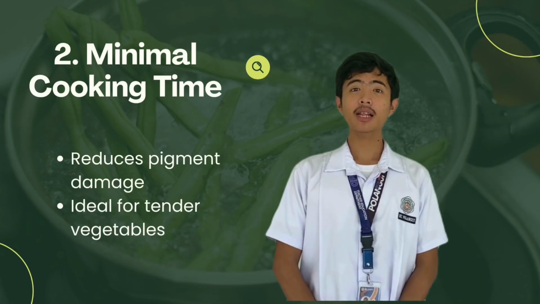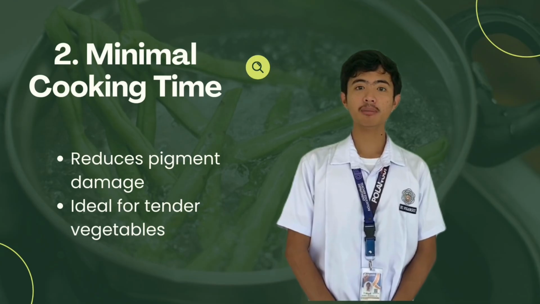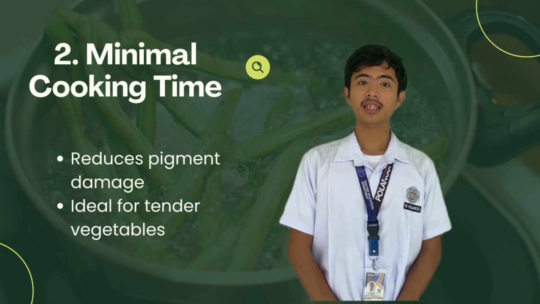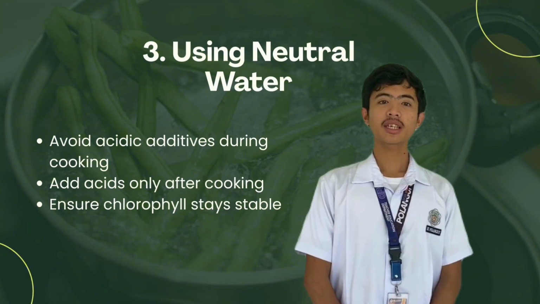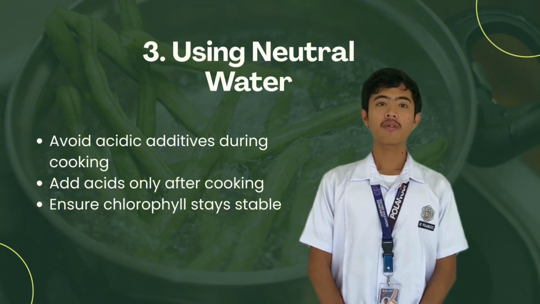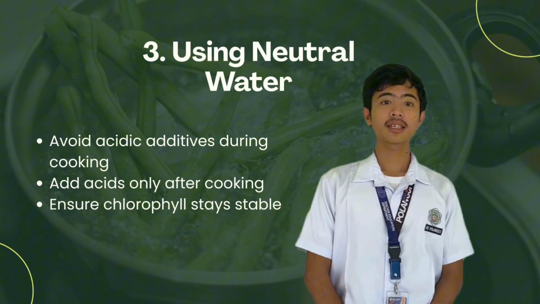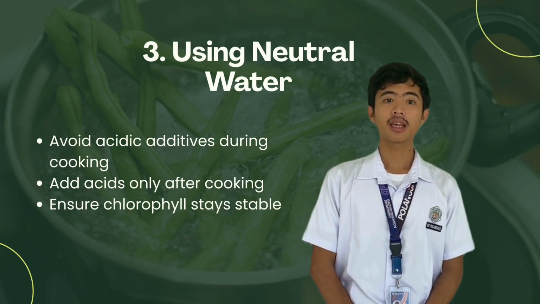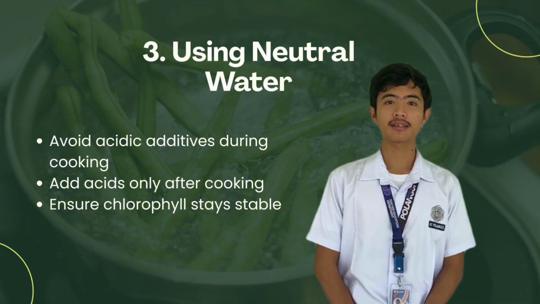Second is minimal cooking time. Shorter exposure to heat reduces pigment damage. It is ideal for tender vegetables. Third is using neutral water. Avoid acidic additives during cooking and add acids only after cooking. It ensures chlorophyll stays stable during heating.